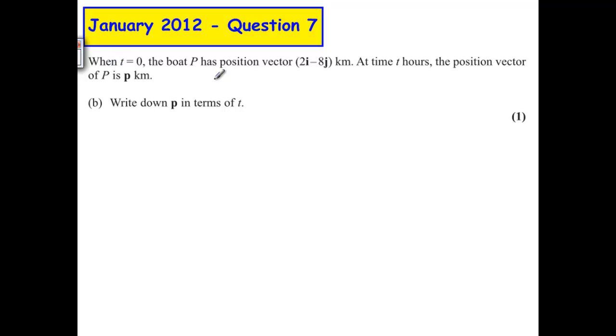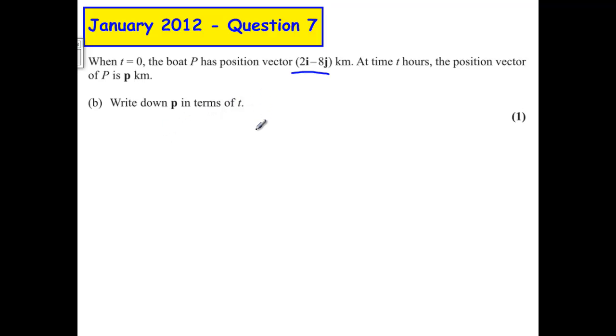When t is 0, the boat P has position vector 2i minus 8j. So that is its initial position vector, and that's measured from some fixed origin. At time t hours, the position vector is given by this general vector p, and we have to find this general vector p in terms of t.